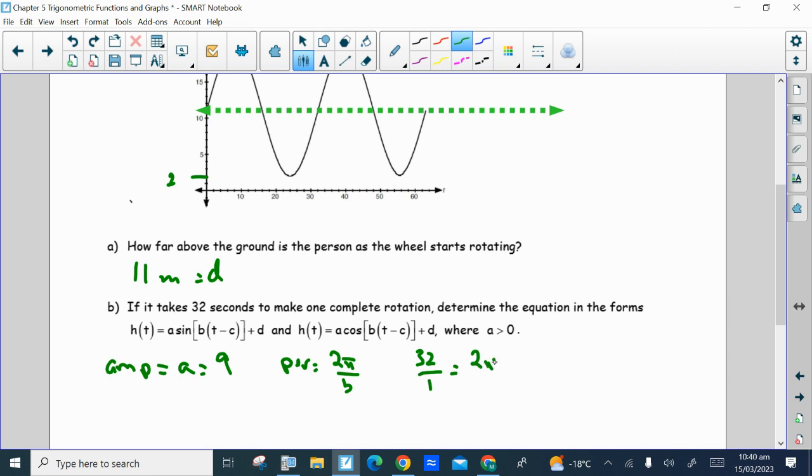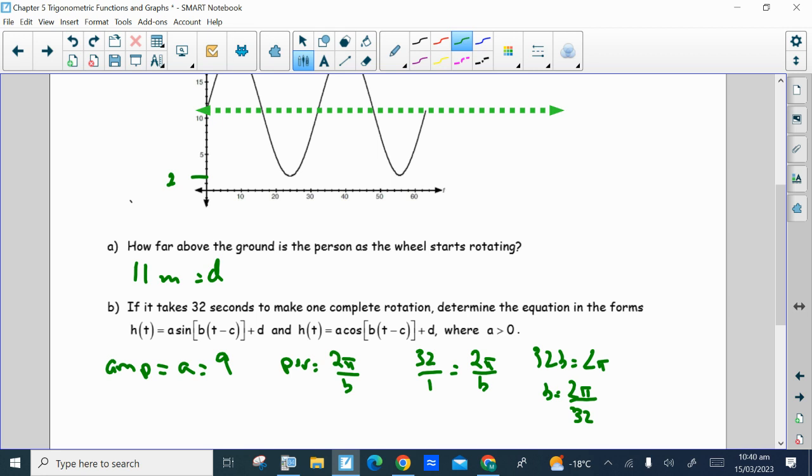That must equal 2 pi over b. When you cross multiply, you'll get 32 times b equals 2 pi. And so b would be 2 pi over 32. We've used this relationship a couple times now in order to determine our b value.